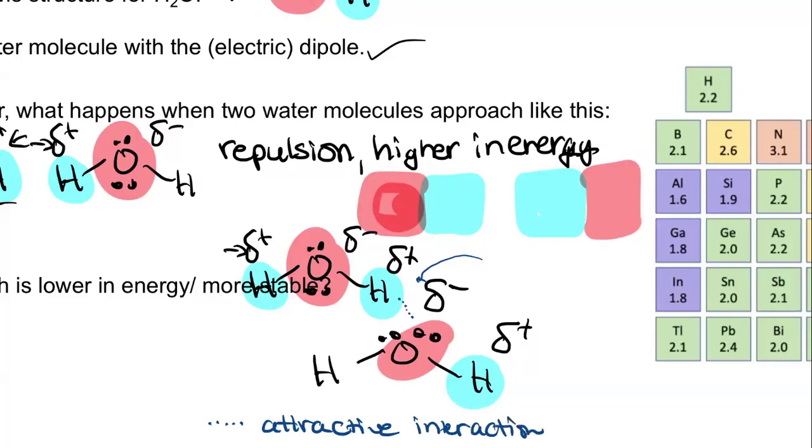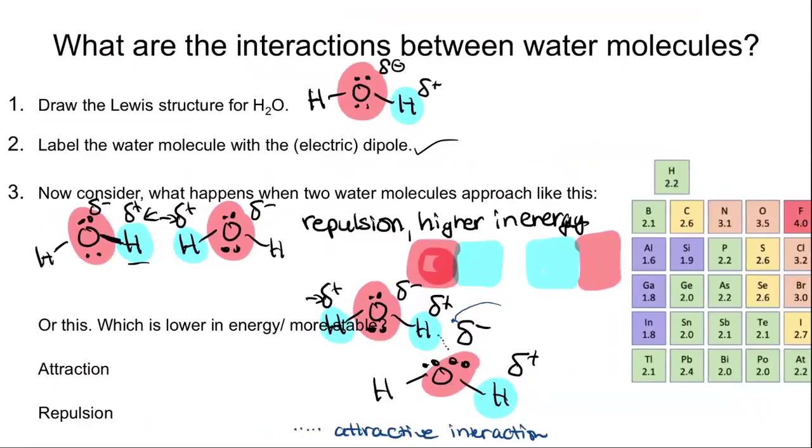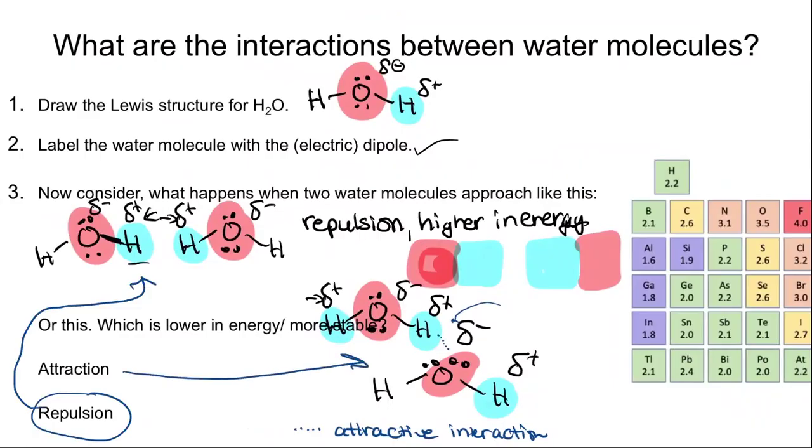They're attracted to each other. So the repulsion would be this guy, higher in energy. These two are like, ooh, let's get close. There's an attraction, and that would make it more stable.